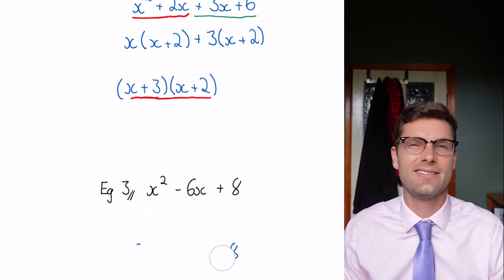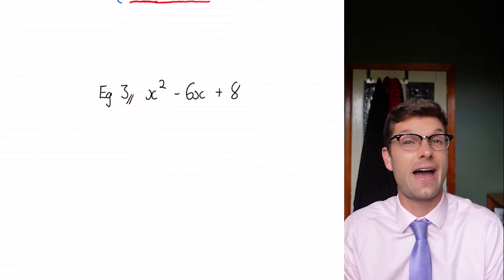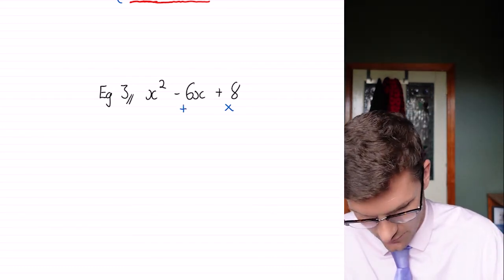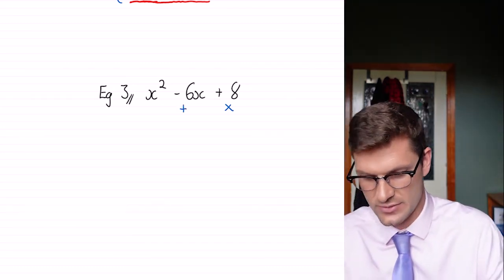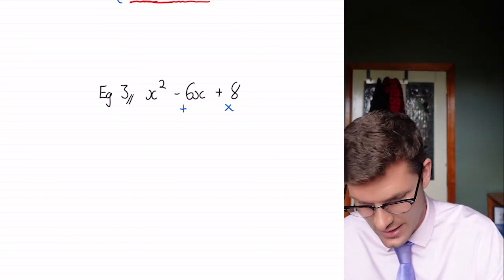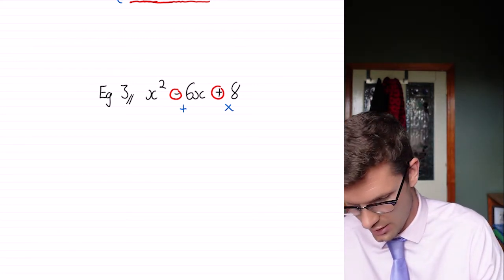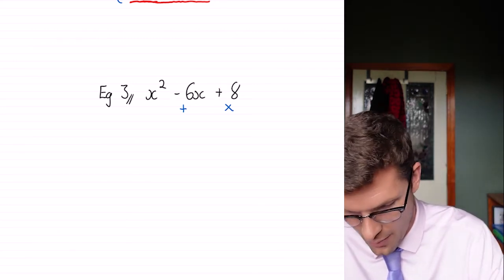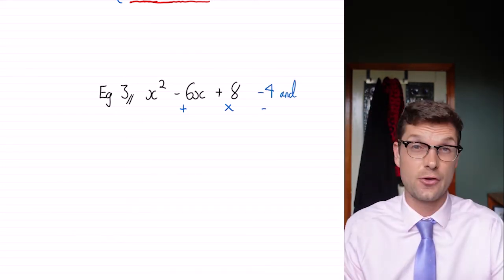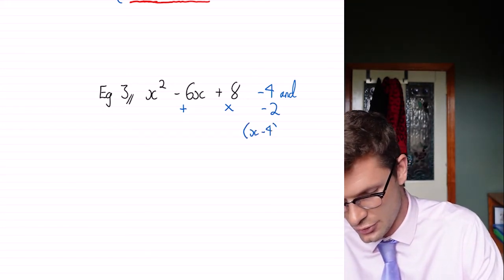Last example with a negative, just to make sure. Here we've got to find a number that multiplies together to give 8, positive 8, and plus together to give minus 6. So we've got to find a number that pluses together to give here, times it together to give here. Just a little pro tip, if this number's negative and this number's positive, we know we're looking for two negative numbers. Okay, so for this one, it's going to be minus 4 and minus 2. So if you're good with that shortcut, you can go straight to the answer x minus 4, x minus 2.